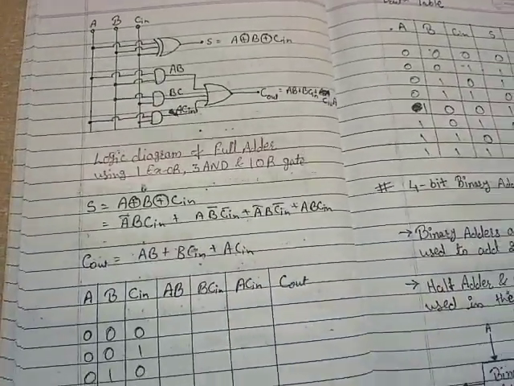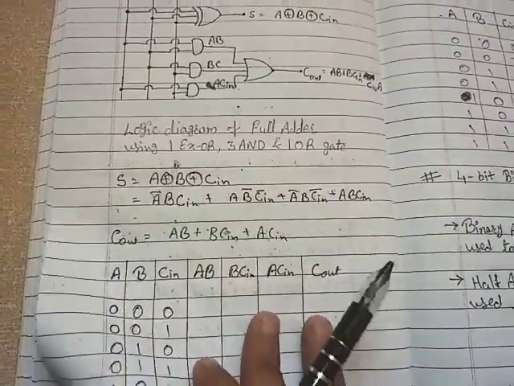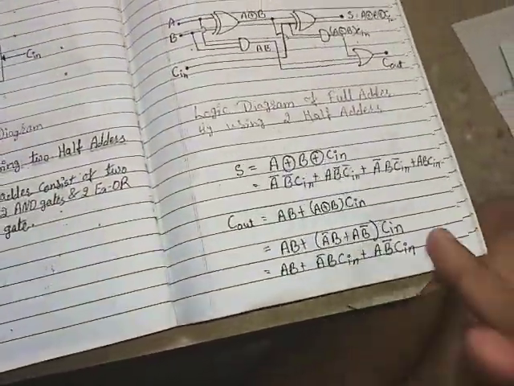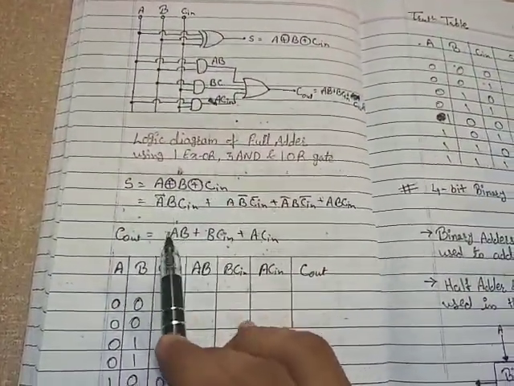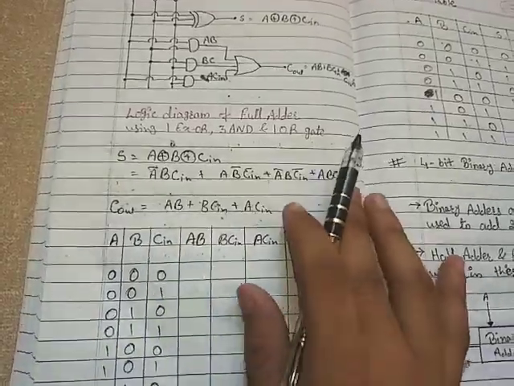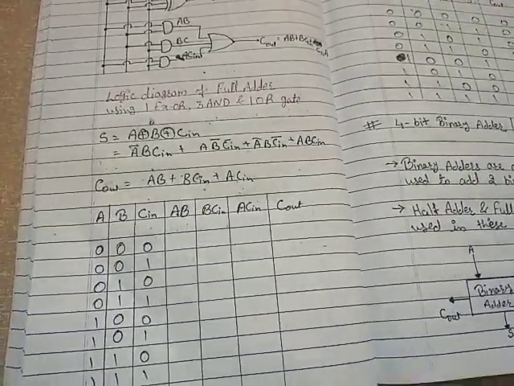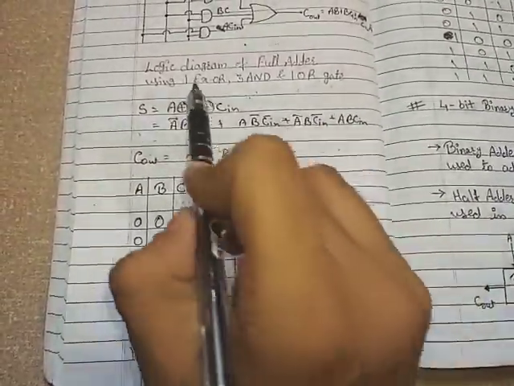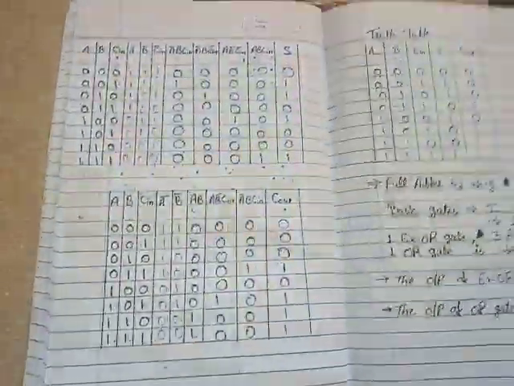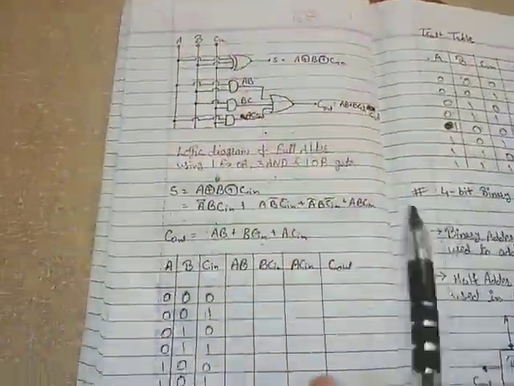Now the logical equations are the same as previous. Sum is A XOR B XOR C in, and C out is AB plus BC plus AC. Now we will draw the truth table only for C out, as for the sum we have already constructed it. So we will take the values from this table only.